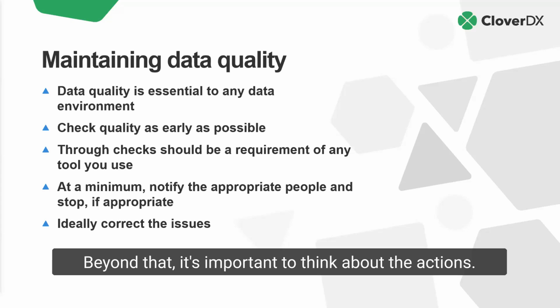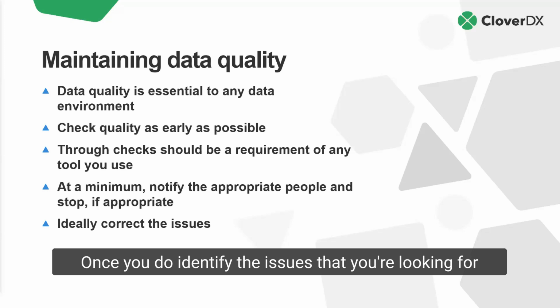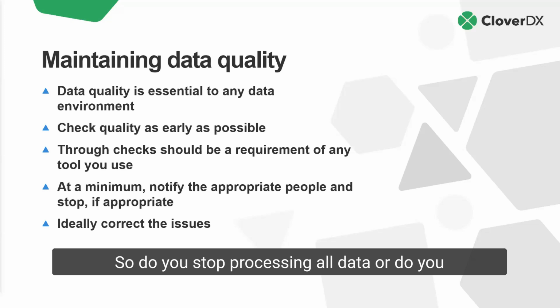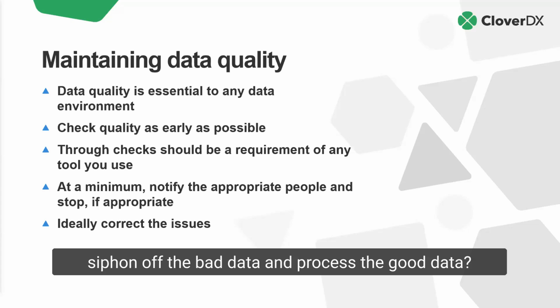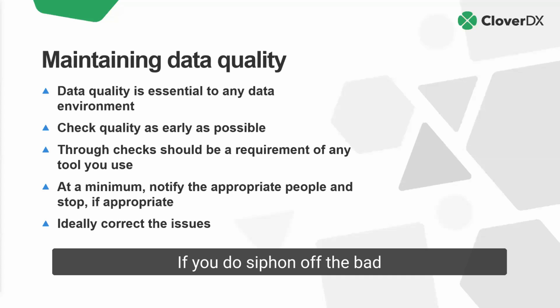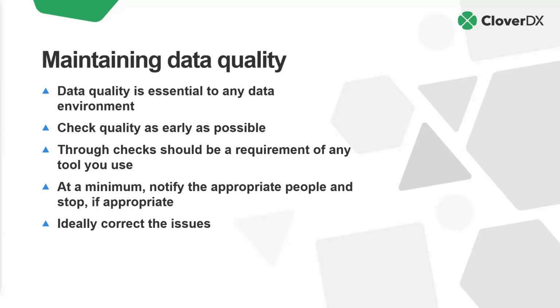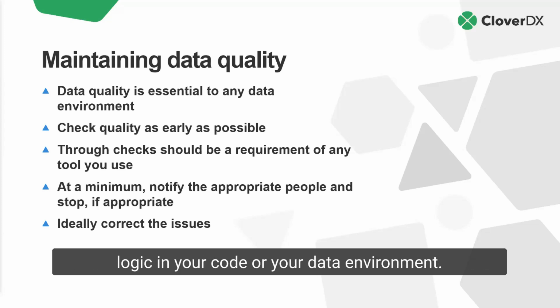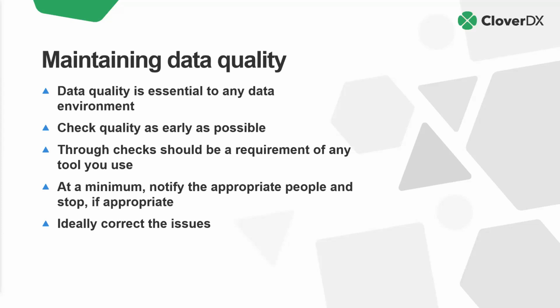Beyond that, it's important to think about the actions. Once you do identify the issues that you're looking for, or issues that pop up, what actions do you take, right? Do you stop processing all data, or do you siphon off the bad data and process the good data? If you do siphon off the bad data, what do you do with it? At a minimum, you should probably notify the appropriate people to correct the bad data. On the other hand, you may even be able to correct some of the errors automatically with updated logic in your code or your data environment.